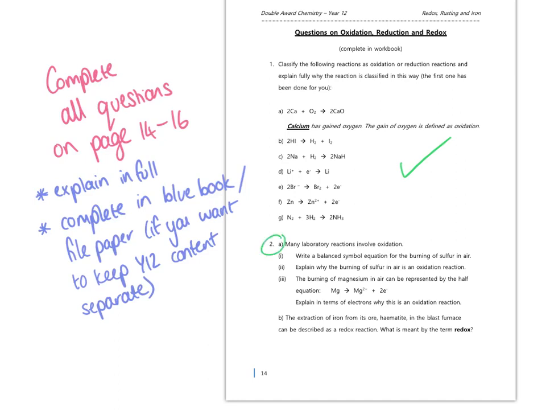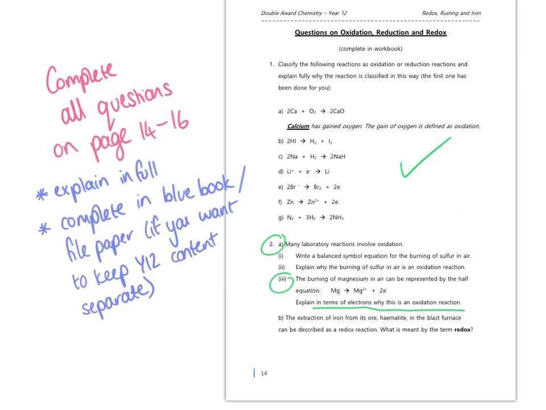So what I mean by explain in full is, say for example we looked at part 3 here. It says explain in terms of electrons why this is an oxidation reaction. Again, you want your 2-sentence structured answer there. So is magnesium losing or gaining electrons, and then your comment of the loss of electrons is defined as oxidation. So your explanation's in full.